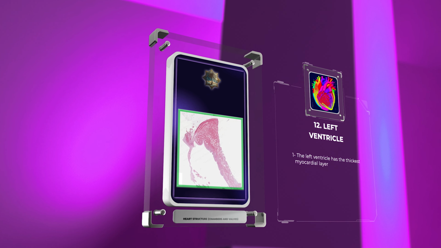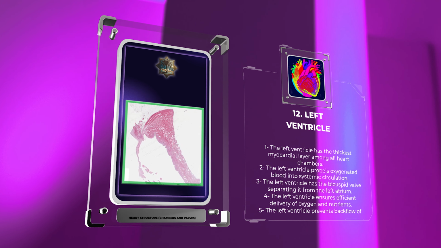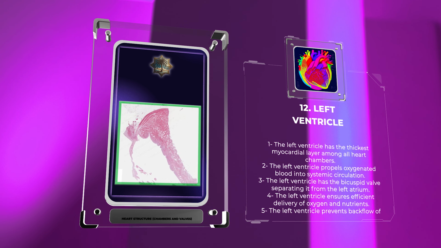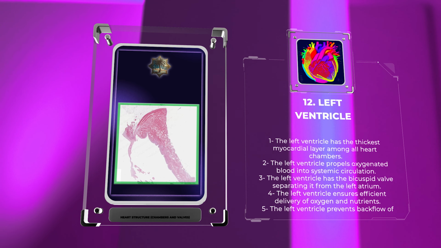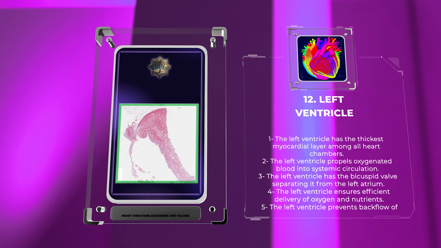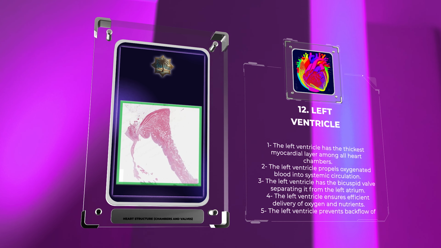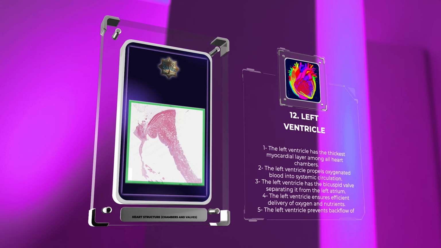Lastly, we explore the left ventricle, known for its powerful contractions to propel oxygenated blood into the systemic circulation. The left ventricle has the thickest myocardial layer among all the heart chambers, ensuring efficient delivery of oxygen and nutrients to the rest of the body. The bicuspid valve separates the left atrium from the left ventricle, preventing backflow of blood during ventricular contraction.